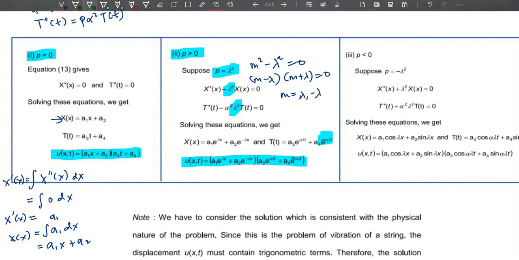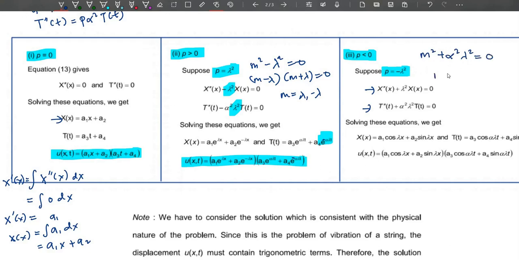So next, suppose that P is less than 0. That means we let P equal to negative lambda squared, because lambda squared is positive. We want the value of P to be negative, so negative lambda squared. And hence the equation will be as such. Let's try for T double prime. So here it is m squared plus alpha squared lambda squared equal to 0.